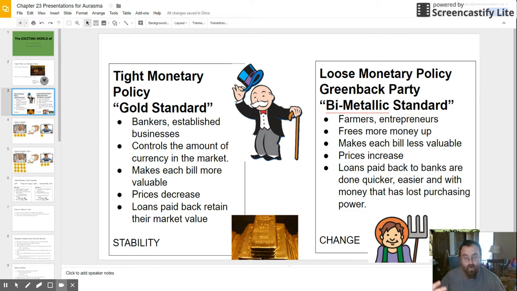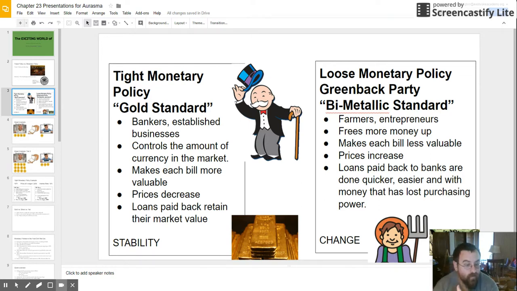You know what prices are going to be, because the amount of value in that dollar is not going to change. So you can buy essentially more stuff with the gold standard dollar than you can with the bimetallic standard dollar. Prices are going to either decrease or stay stable, mainly stay stable. And then any loans that are given out, and this is really hitting those bankers, are going to retain their market value.